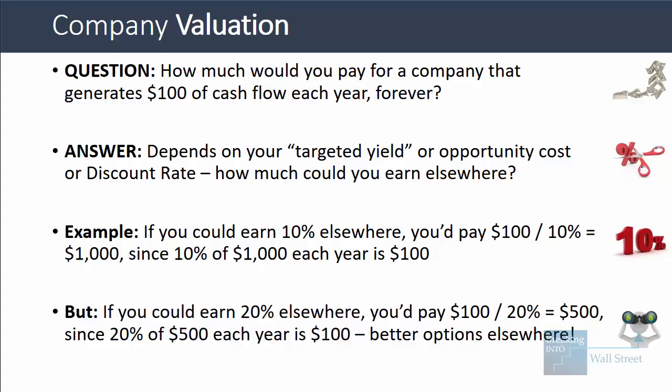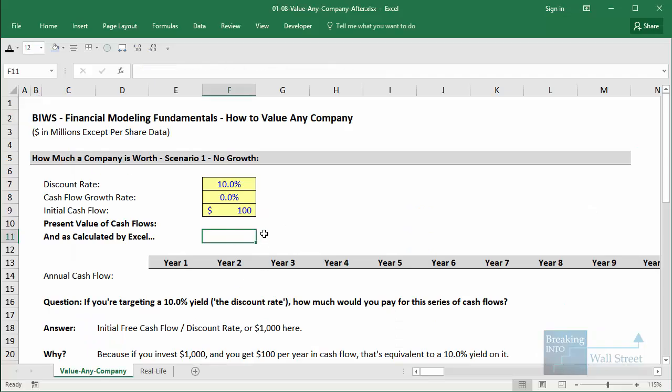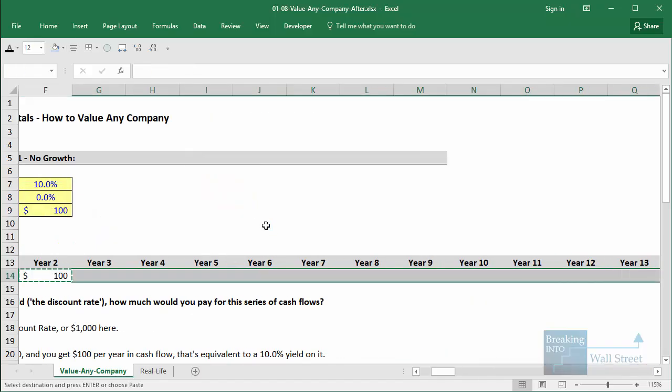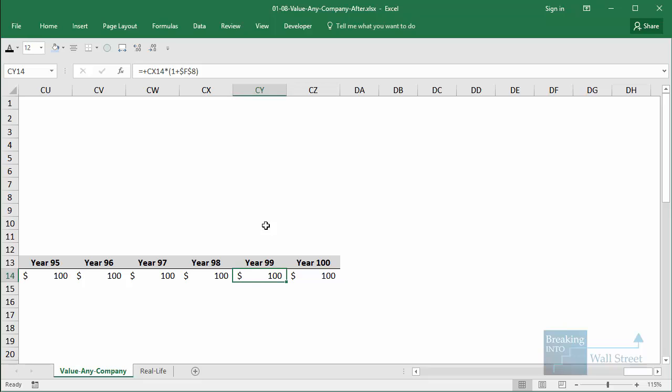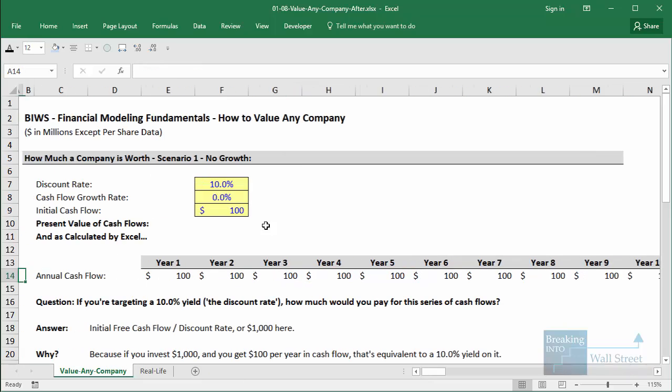If you want to see this simple scenario in Excel, let's go into the Excel file here and start by entering the annual cash flow. I have initial cash flow of 100. Now, we have no growth in this first scenario, so we just take that 100 of cash flow, we multiply by 1 plus the cash flow growth rate, which is just 0%. And so our annual cash flow here is going to stay the same at $100 every single year. I have it going up through year 100, but it would actually go even beyond that.